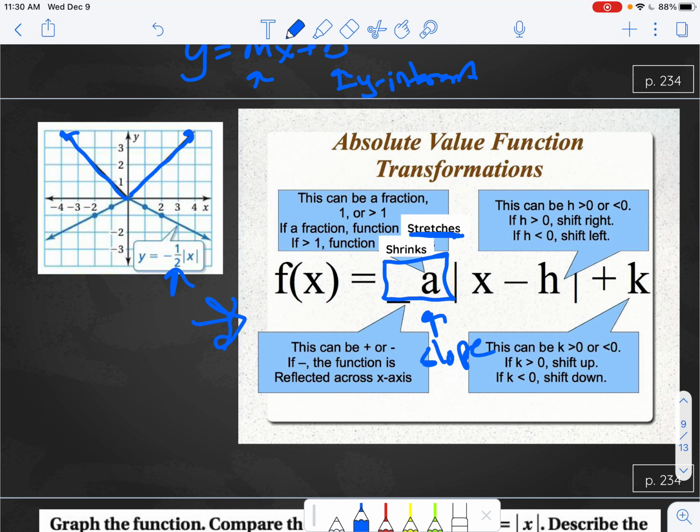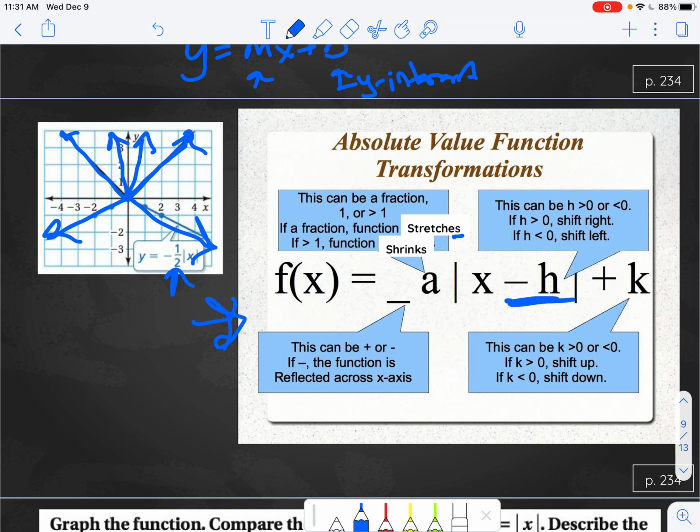If it is something like a whole number, say the slope is 2, then it will shrink our graph and make it steeper. So when we're looking at this front number, it either will stretch or it will shrink our graph. And if it's positive, like we said, it's in the positive direction. If it's a negative slope, then we flip that V upside down.